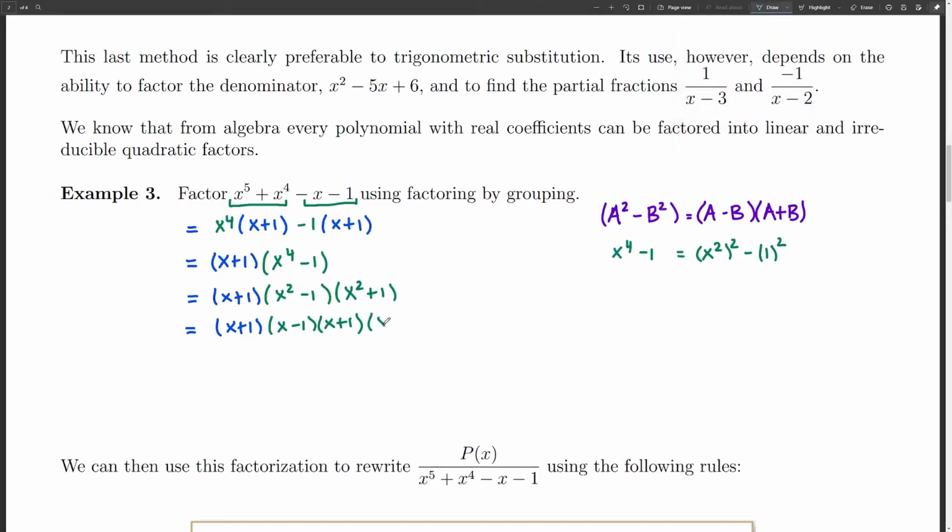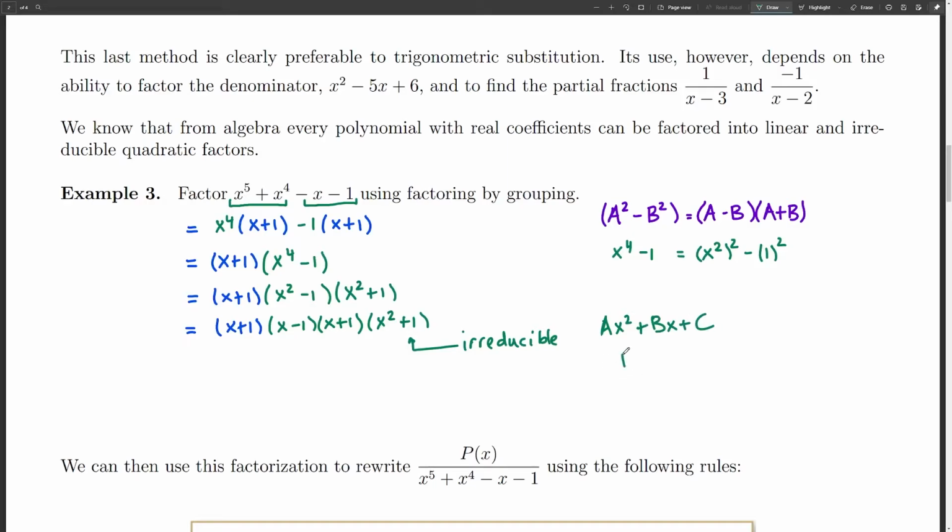Now the last factor, x squared plus 1, is a so-called irreducible quadratic factor. This factor cannot be factored any further because if you think about the solution to x squared plus 1, that would lead to x being equal to plus or minus i. So that tells you that if you have to involve imaginary numbers or complex numbers, you cannot factor any further.